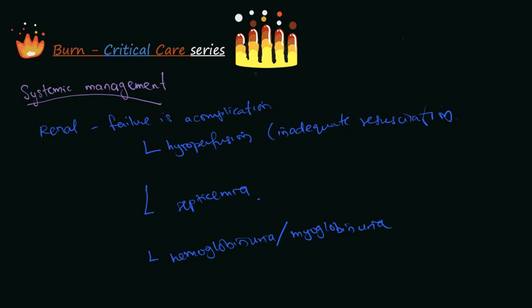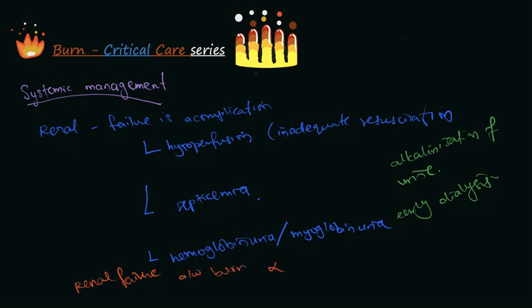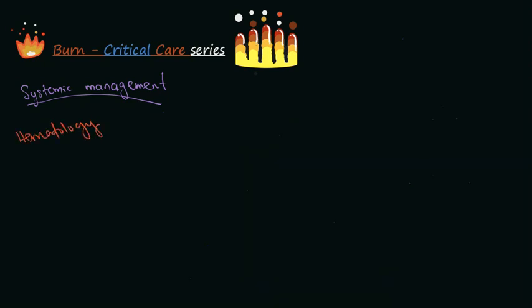Remember that renal failure is one of the complications of burn. It is due to hypoperfusion, septicemia, or hemoglobinuria. So alkalization of urine can be of help. Early dialysis will help remove the toxins that can damage the kidneys. And remember that renal failure associated with burn has high morbidity and mortality.